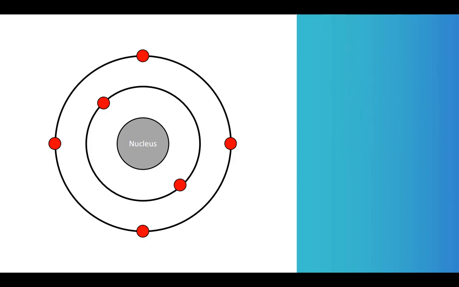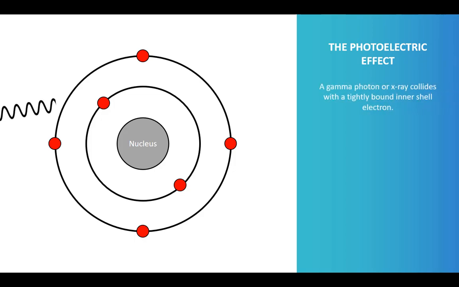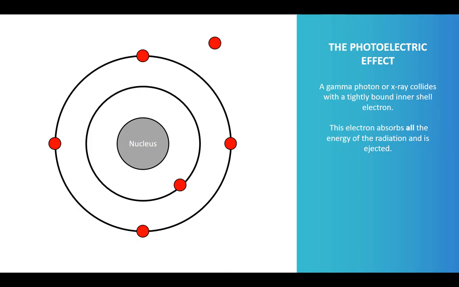First, let's have a look at the photoelectric effect. This occurs when the photon hits a tightly bound inner shell electron. The electron absorbs all of the energy of the radiation and is ejected. These interactions make up the photopeak.